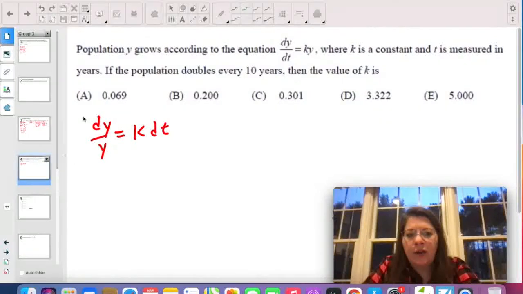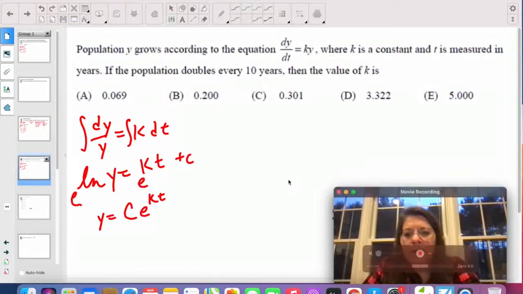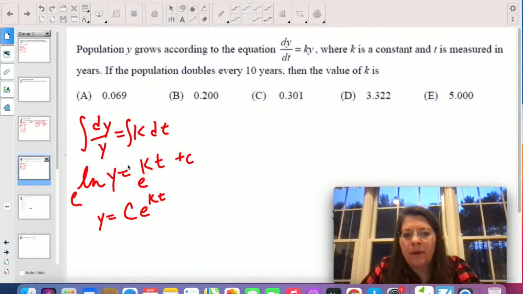Then I will integrate both sides. When I integrate, I have natural log of y equals kt plus c. I will get rid of the natural log by putting an e in front. At this point, you have seen this happen several times now, and you're always going to have the same thing. When you have e to the kt plus c, that will always end up being ce to the kt, because e to the kt plus c is e to the kt times e to the c. That e to the c is a constant, so it moves into the front. So it is okay to go straight from here to here. Know that that's going to happen every single time.